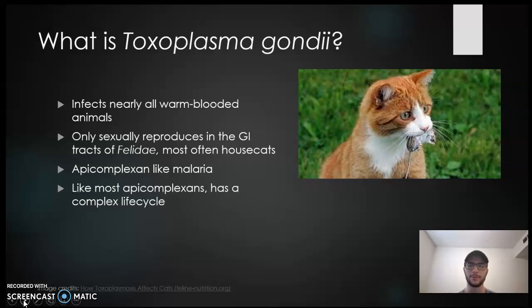So it's an apicomplexan, which is a taxon of protozoa. Apicomplexans are all parasites. They're all disease-causing. Another notable one is the Plasmodium genus, which causes malaria. And toxoplasmosis, like most apicomplexans, has a very complex life cycle.